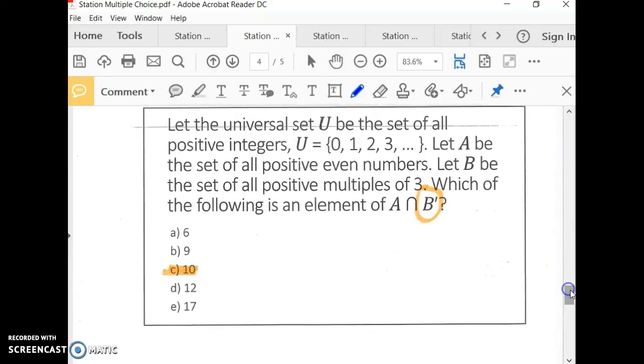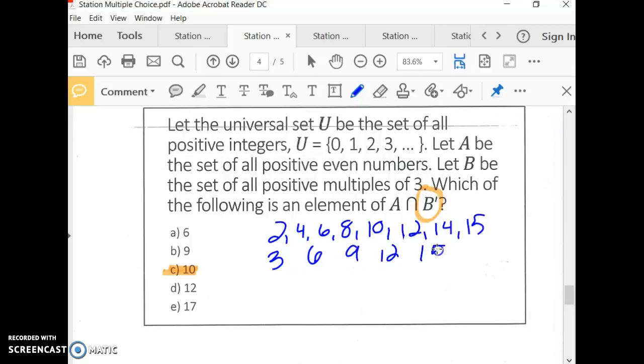Next one, the complement, right? That's the thing. So a lot of us, A is the positive set of even numbers. 2, 4, 6, 8, 10, 12, 14, 15. And then it says intersection of B complement. Well, B is the multiples of 3. So I've got 3, 6, 9, 12, 15. Well, these are the intersections, so it can't be the intersection, right? It has to be the complement. So I'm looking for 1, 2.